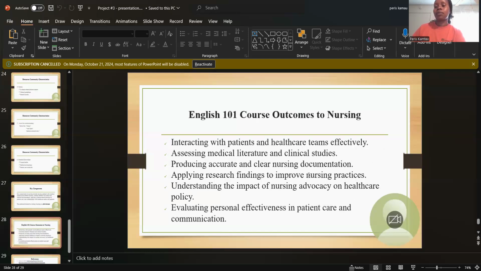English 101 course outcomes for nursing are interacting with patients and the healthcare team effectively, assessing medical literature and clinical studies, producing accurate and clear documentation, applying research findings to improve nursing practices, understanding the impact of nursing advocacy on healthcare policy, and evaluating personal effectiveness in patient care and communication.